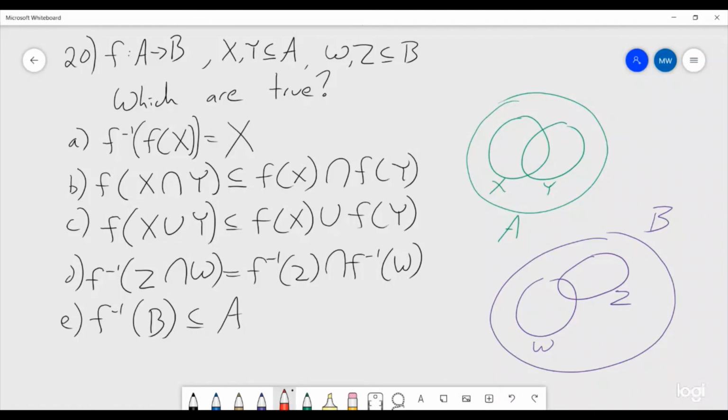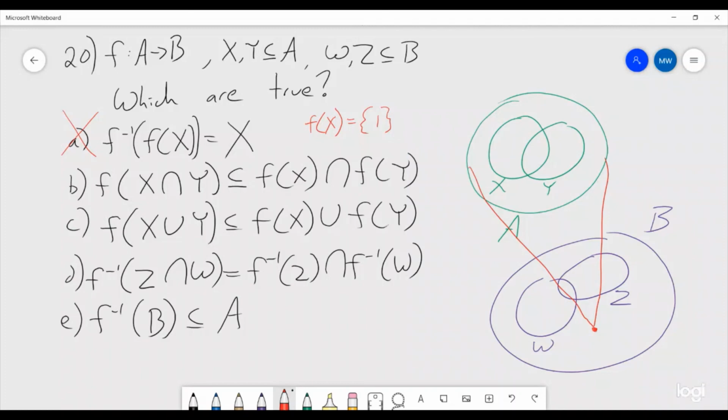Okay. So for these, if you're just trying to figure out which are true, see which ones you can come up with counterexamples for. So let's say that F sends everything to one point. That is a very extreme function. So all of A goes to just that one point. Then the image of X is going to be just that one point. So the preimage of that is everything. So the preimage is not equal to X, it's equal to everything. So this one is not going to be true because we could have F of X equal to just the single point 1, for example. Everything goes to 1, no matter what. And so that is a counterexample to the first one.